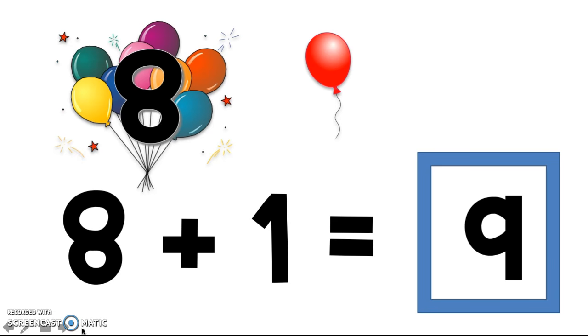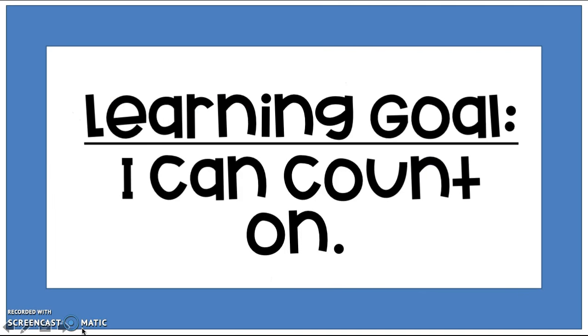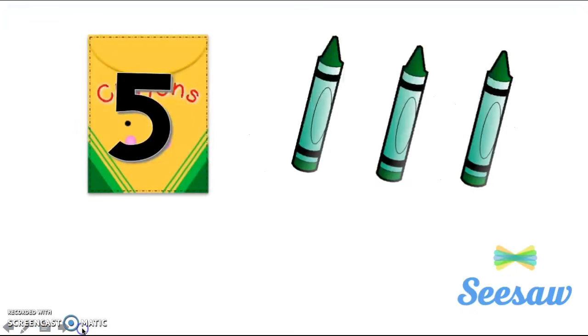I could also use the picture. I see 8 balloons. Tap on the red balloon to make it 9. 8, 9. Perfect. Our learning goal for today says, I can count on. I know that we're counting on with pretty small numbers, but if you practice saying the big number first and then counting on the small number, it's going to help you as we get into larger and larger numbers.